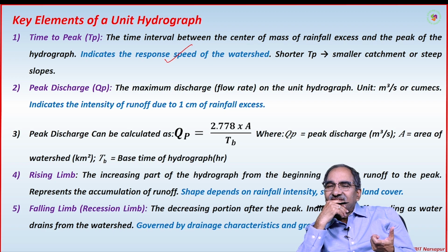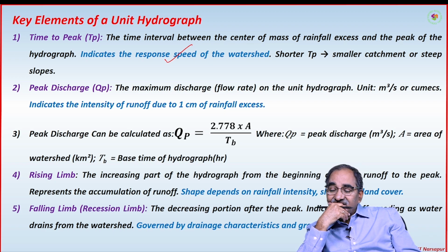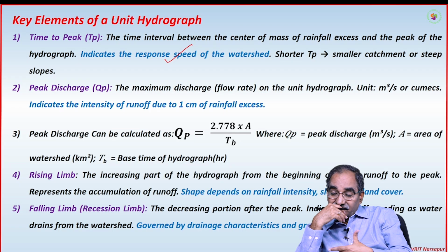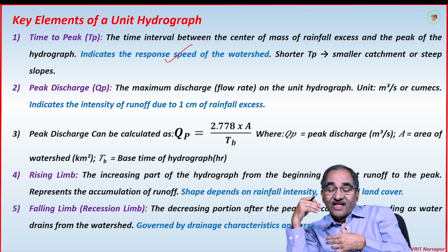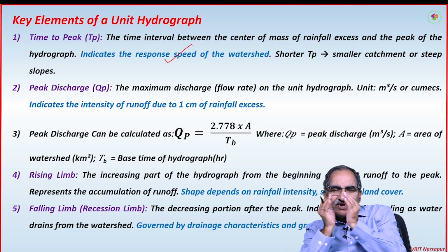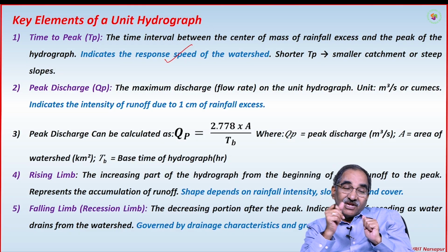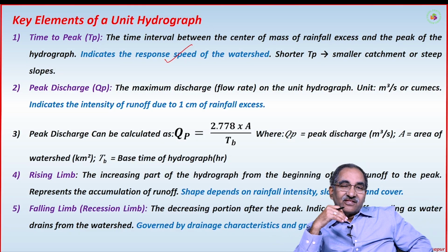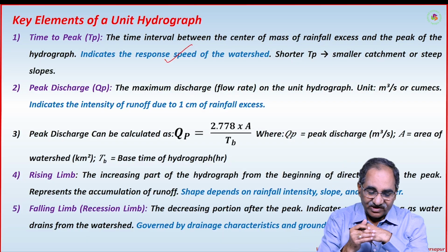For smaller catchments, automatically this time to peak is very less. Or if steep slopes are there, then naturally this TP value will be very less, because for small catchments the peak reaches quickly. Similarly, if intense slopes are there, the peak reaches very quickly. So these are the two important things.